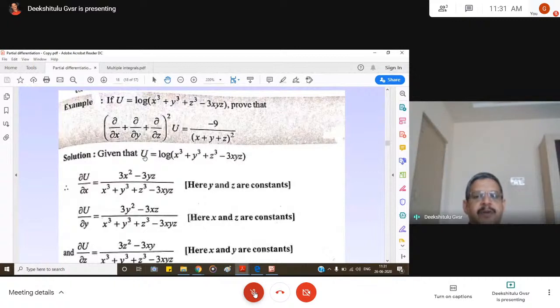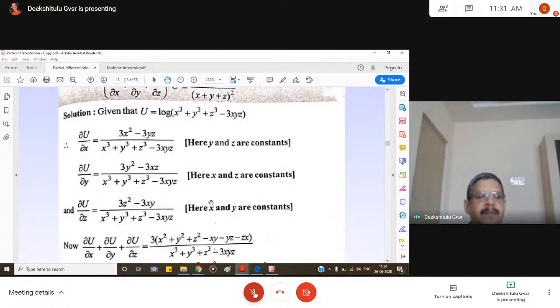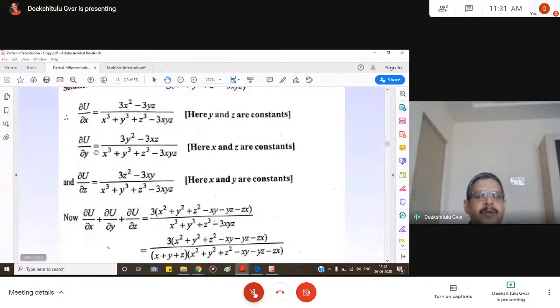∂u/∂x becomes 1 by the first derivative of the logarithmic function, 1 by x³ + y³ + z³ − 3xyz, and the derivative of this with respect to x is 3x² − 3yz. ∂u/∂y, similarly find this. So now ∂u/∂x + ∂u/∂y + ∂u/∂z, we add these three things, and this is what we get.